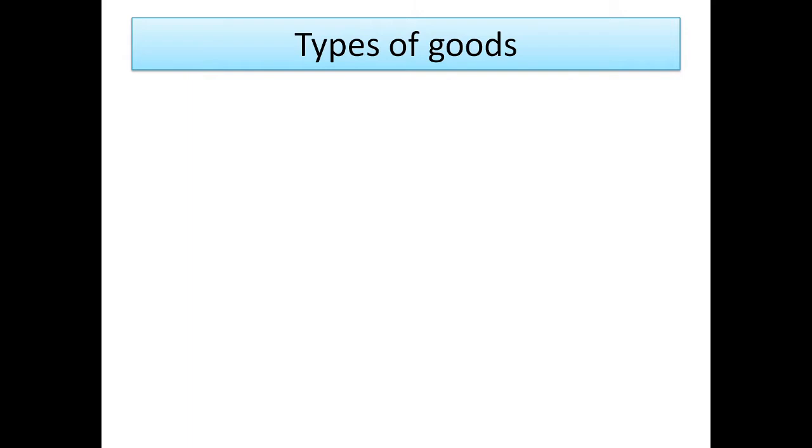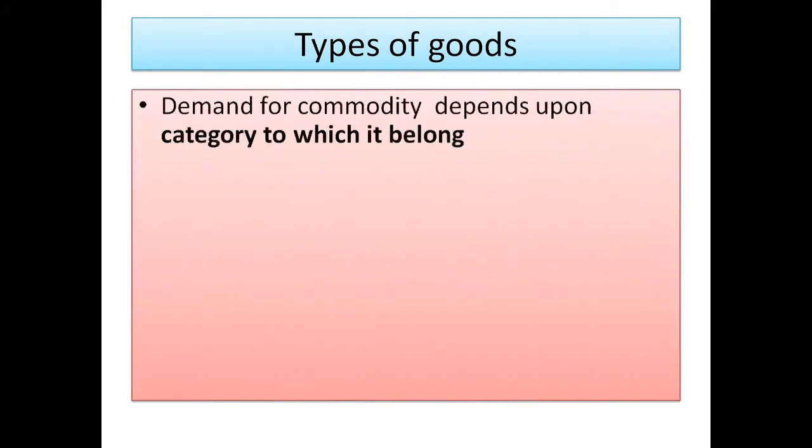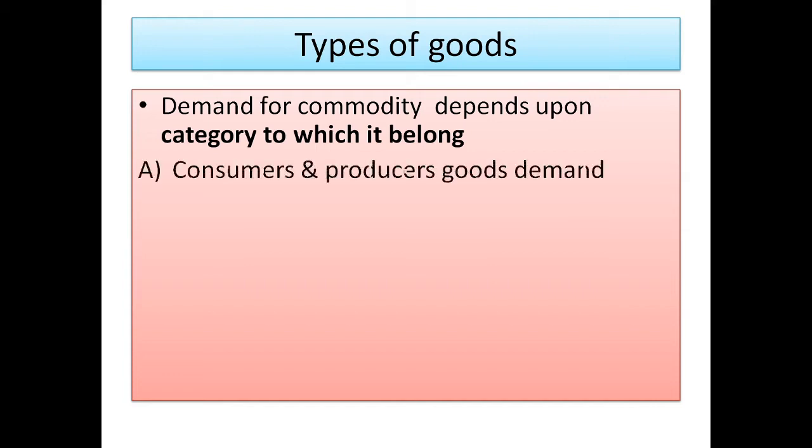The demand for a commodity depends upon the category to which it belongs, and these categories are known as demand distinctions or types of demand. On the basis of that, we can say the demand for a good is nothing but the type of demand.